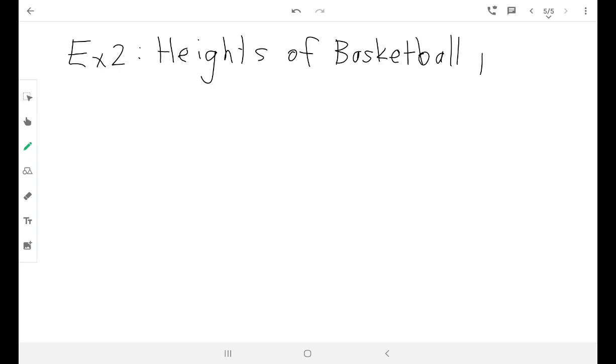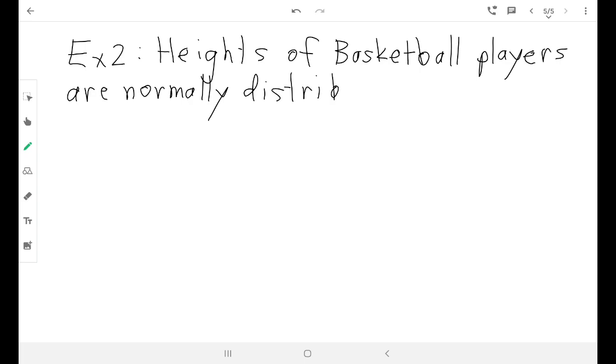Example 2. Heights of basketball players are normally distributed with the mean, remember x bar can mean the mean, the average, the mean being 6 foot 1 inches, with a standard deviation of 2 inches. Okay?